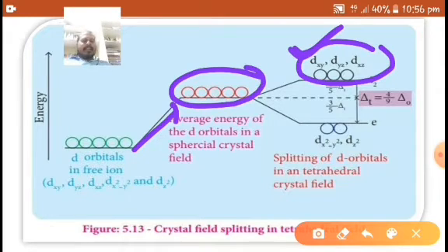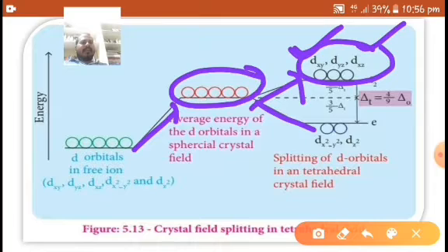On the other hand, eg orbitals of the metal ion will lie along the x, y and z axes. As a result, dx² minus y² and dz² orbitals are lowered in energy to the same extent. So the t2g orbitals lie between the axes, that's why their energy is increased, and the eg orbitals lie along the axes, that's why their energy will be decreased.